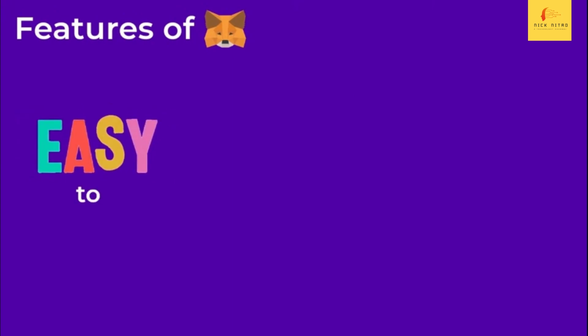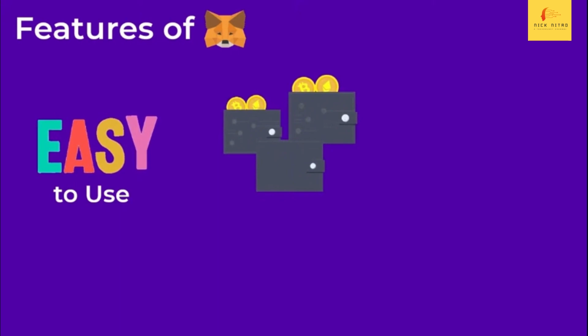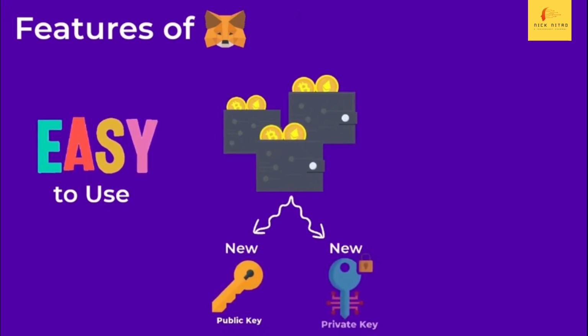The most obvious feature of MetaMask, like we said before, is its ease of use. It makes interacting with decentralized applications very easy. Also, it allows you to create multiple wallets. When you create a new wallet, it generates a new public key and a new private key, and you can then easily switch between them.